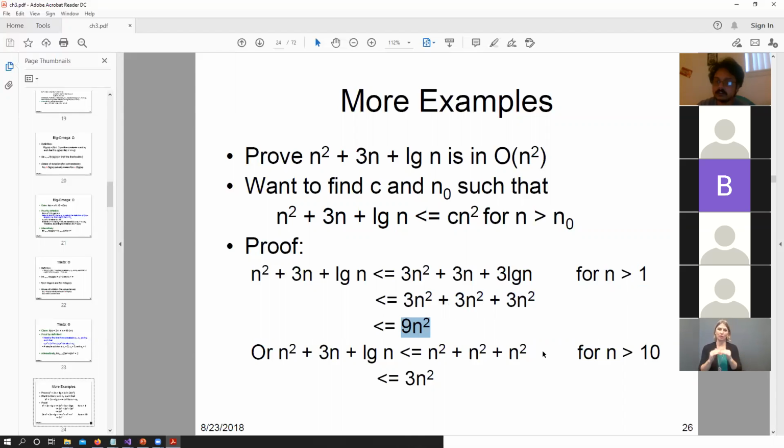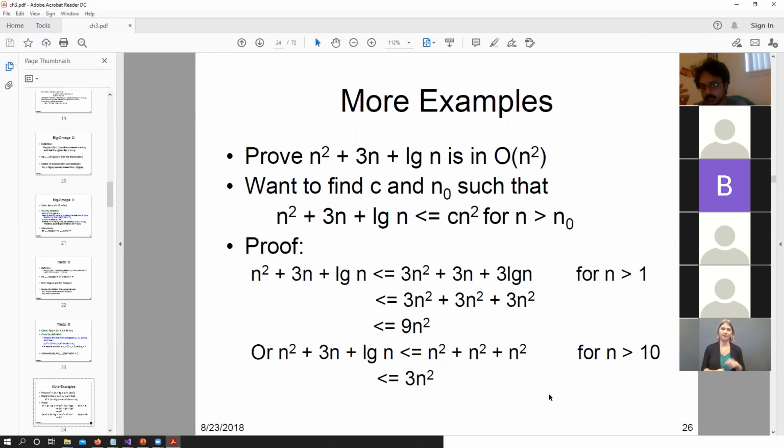We can also say that for an n0 value of 10, every part of our equation grows slower than or equal to n squared: n squared for n squared, n squared for 3n, and n squared for log n. So if our bound is n0 equals 10, then we can say that the upper bound is 3n squared. Again, that basically means big O of n squared, right?